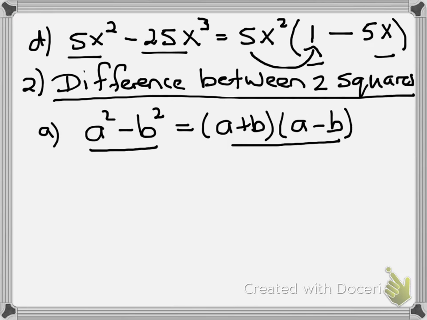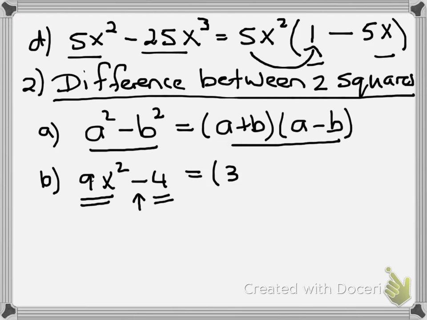So how about if I have 9x squared minus 4? How do I recognize it? I see the minus. It's only two terms, and it's a minus there. And this one is a complete square, and this one is a complete square, because 9 is 3 squared, and x squared is x squared, and 4 is 2 squared. So we go 3x plus 2 and 3x minus 2. It's really the square root of 9x squared and the square root of 4. Right? A difference between two squares.